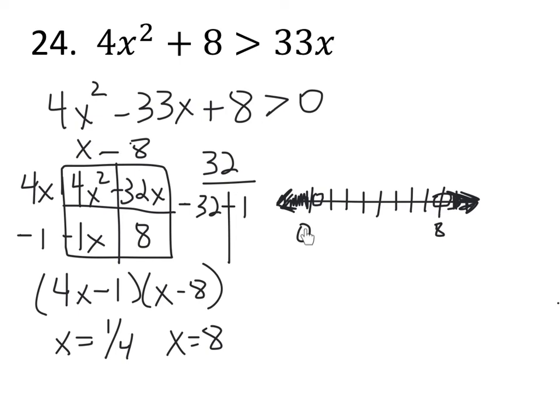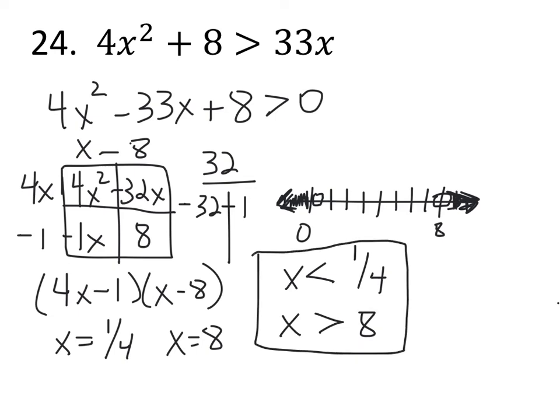And then I plug 0 in to check to see if the statement is true. So if I make this 0 and I make this 0, then 8 is greater than 0. So I'm going to shade where the 0 is, which means I'm shading on the outside. So I'm shading out here, and I'm going to shade out here. Now another way I could write these solutions would be that x is less than 1/4 or x is greater than 8. So those would be the solutions.